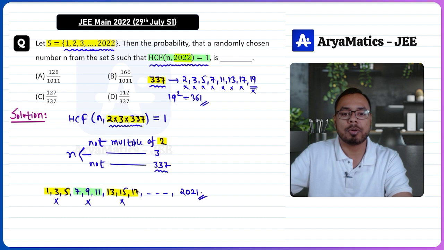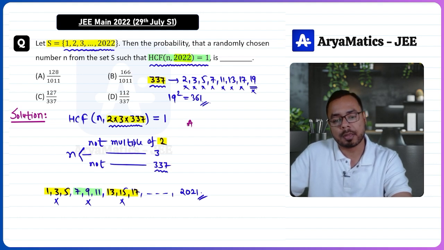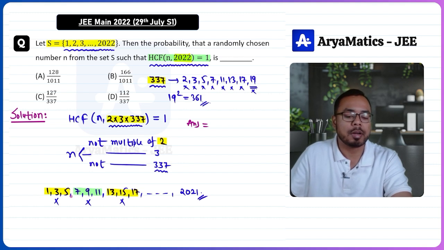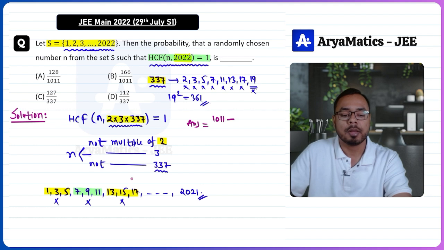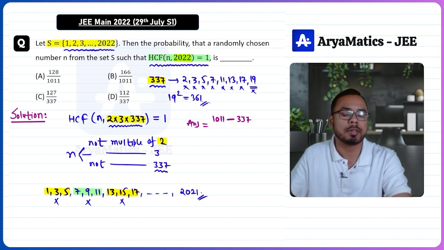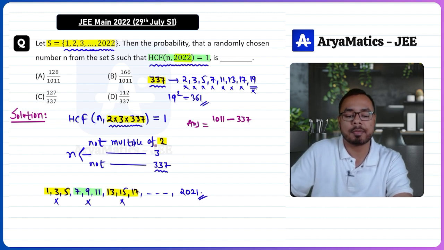So here, if we talk about numbers which are satisfying that condition, that means we have odd numbers. The total number of odd numbers will be 1011. Total 2022, half of them are odd numbers. So in this series, starting from 1 up to 2021, the number of odd numbers is 1011. But out of those 1011 numbers, 337 numbers are multiples of 3. How did I get this 337?